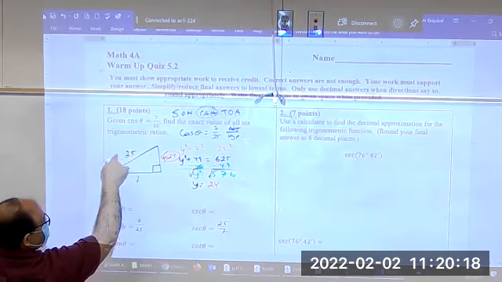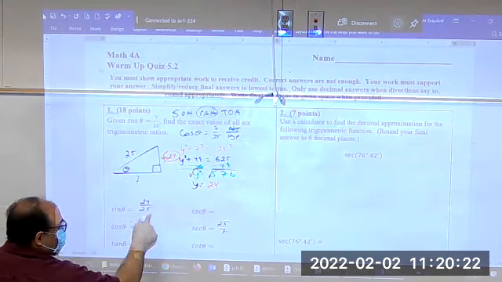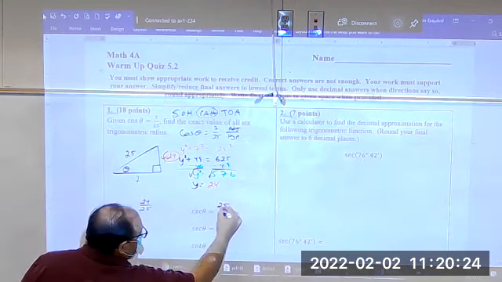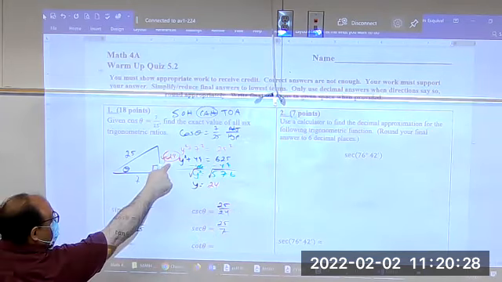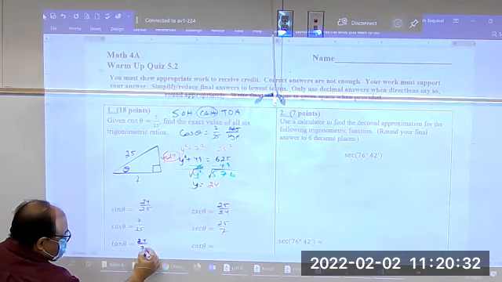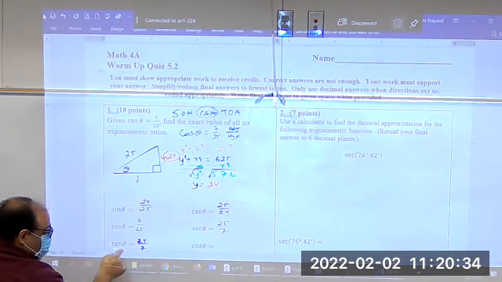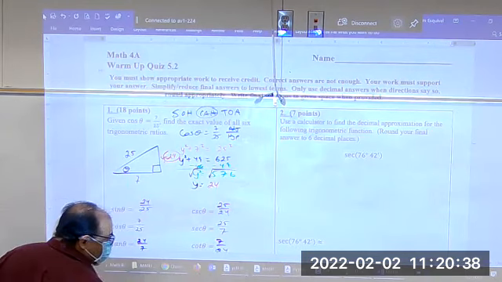Sine, opposite over hypotenuse. So now you just go 24 over 25. Cosecant is 25 over 24. Tangent, opposite over adjacent, 24 over 7. Cotangent, reciprocal of tangent, 7 over 24.